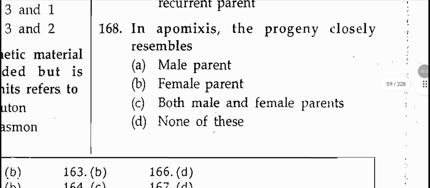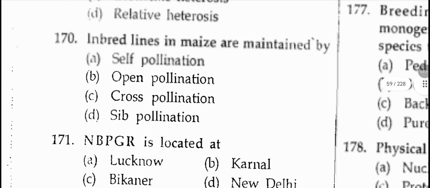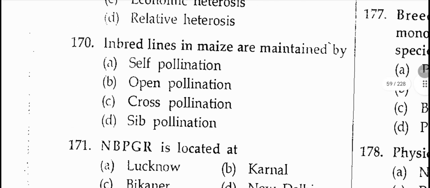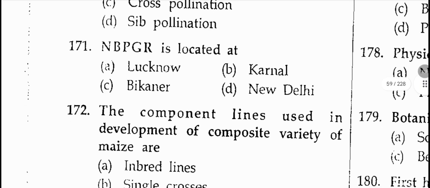Question number 168. In apomixis, the progeny closely resembles the female parent. And question number 169. The superiority of the F1 hybrid over the standard commercial variety is called economic heterosis. Question number 170. The inbred lines in maize are maintained by option A, self-pollination. Question number 171. The NBPGR is located at New Delhi.